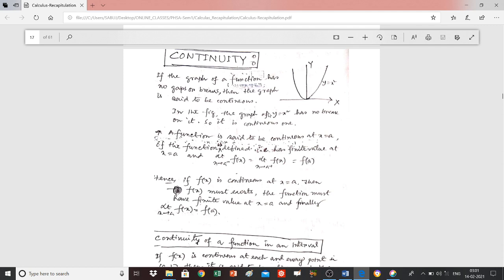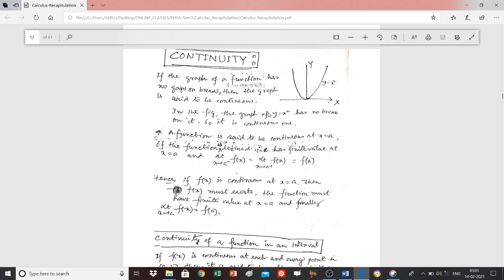So from here we can say that if you plot a given function and the function has no breaks on it, then it is said to be a continuous function.